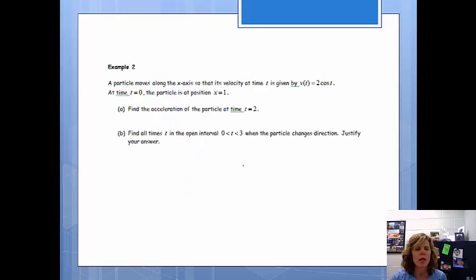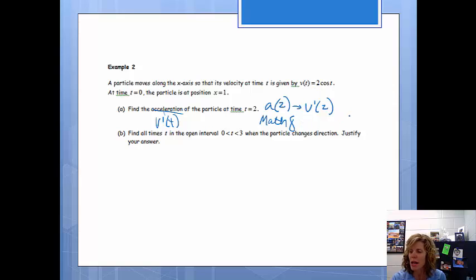Okay, example 2. A particle moves along the x-axis so that its velocity at time t is given by v of t equals 2 cosine t. At time t equals 0, the particle is at position x equals 1. Part A says to find the acceleration of the particle at time t equals 2. Well, we know that acceleration is the derivative of velocity, so we want to find the derivative of the velocity at 2, and I am going to let my calculator do this for us. So we can do math 8 and plug in the velocity formula.